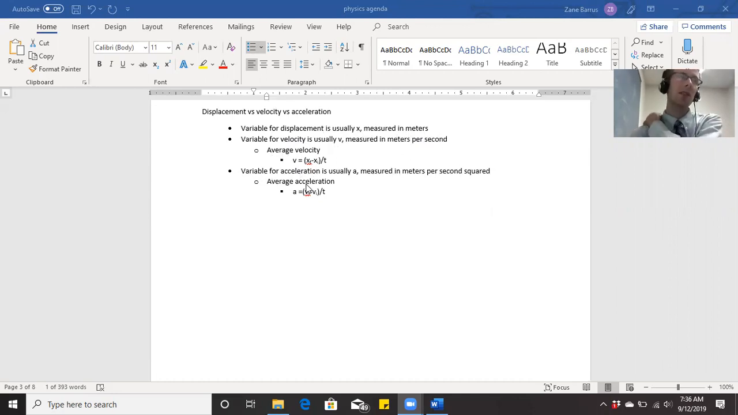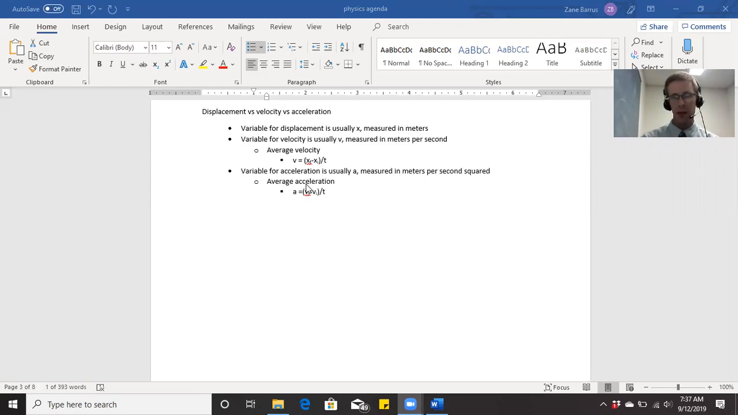Acceleration is a measure of how quickly your velocity is changing per unit time. If you've ever seen car commercials on TV, sometimes car companies will brag about their car's acceleration. They'll say something like, this model can go from 0 to 60 in 3 seconds. That's measuring how quickly that car can speed up in a certain amount of time.